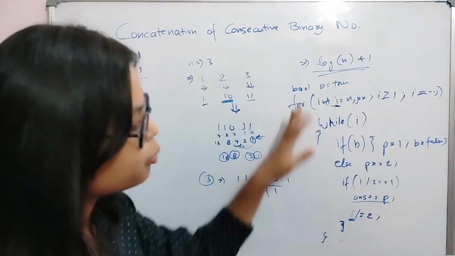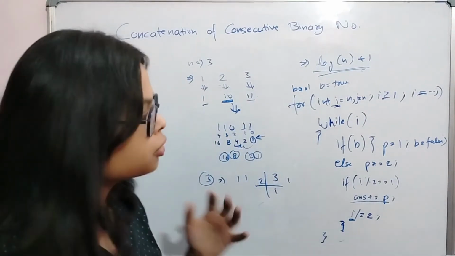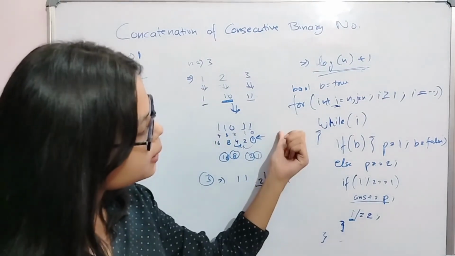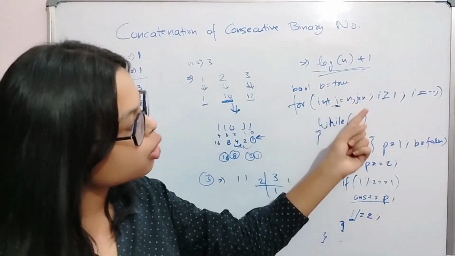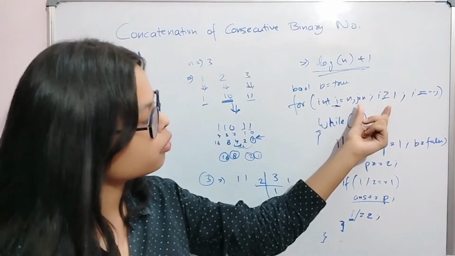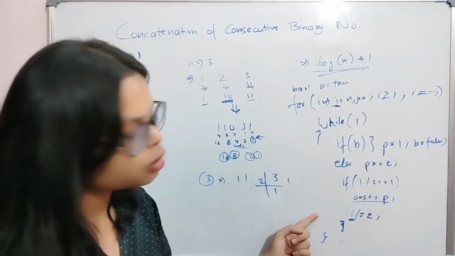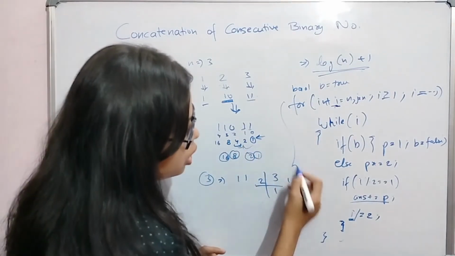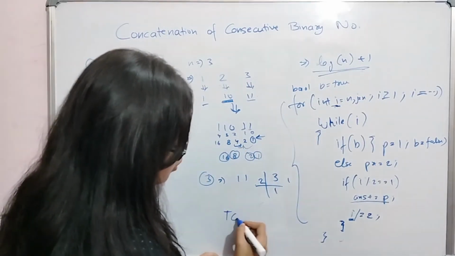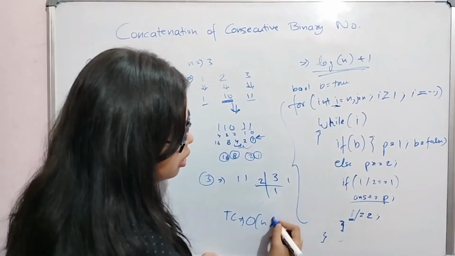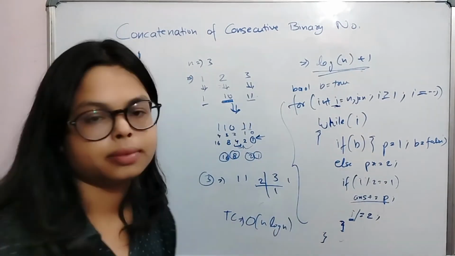Now, what is the time complexity of this solution? The for loop is running from 1 to n, so this is O of n, and the while loop will run for log of n. So this whole loop has a time complexity of n log n. So, that's it.